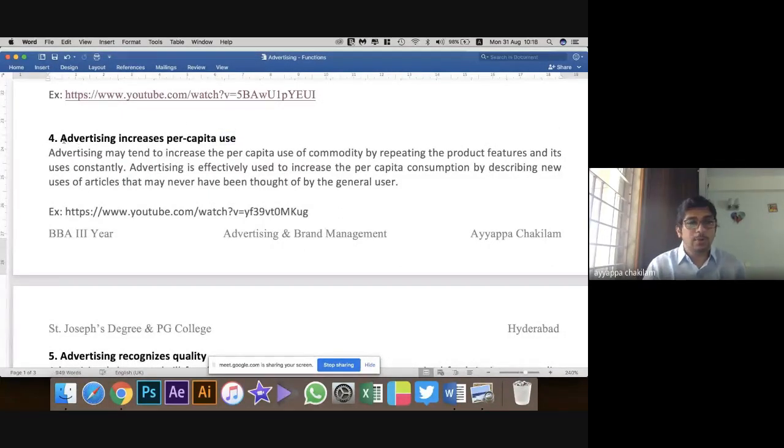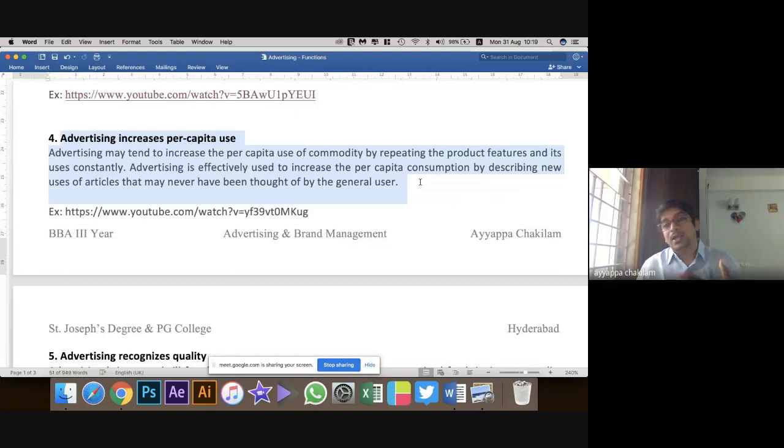When you're talking about per capita use of the commodity, the customer is buying the product again and again, that means he's a repetitive customer. The customer purchases the product once, is very happy with the product, comes back and purchases the product again. So that means the use of the product is increasing.